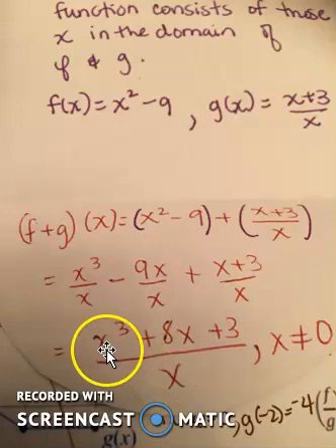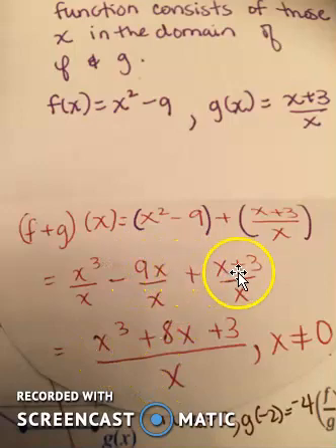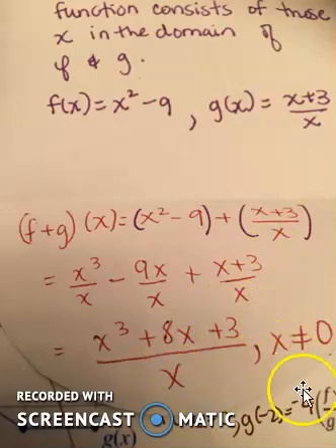And so when we do that, we get x cubed. Negative 9x plus positive x is going to be positive 8x. And then we've got our plus 3 at the top, all divided by x. And so the only domain restriction here is that x is not allowed to be 0.